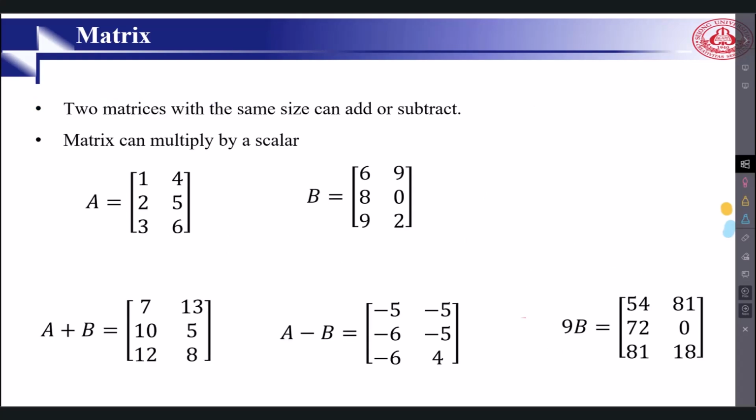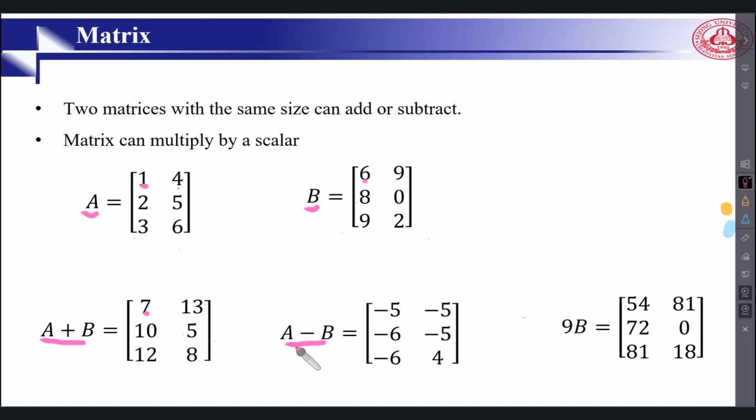If we have 2 matrices which are the same size, meaning the number of rows and the number of columns are the same, then we can add them or subtract them. We can also multiply by a scalar. For example, if we have matrix A here and matrix B here, we can do A plus B. It means 1 plus 6 is equal to 7. 4 plus 9 is 13. 2 plus 8 is 10. 5 plus 0 is 5. 3 plus 9 is 12. And 6 plus 2 is 8.